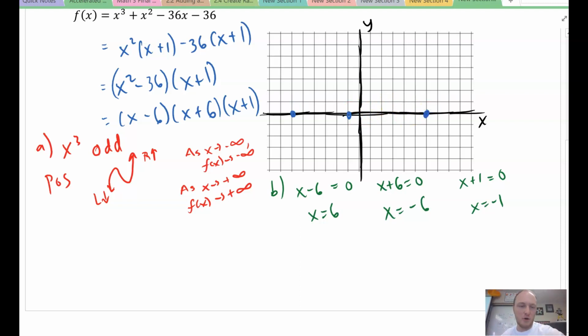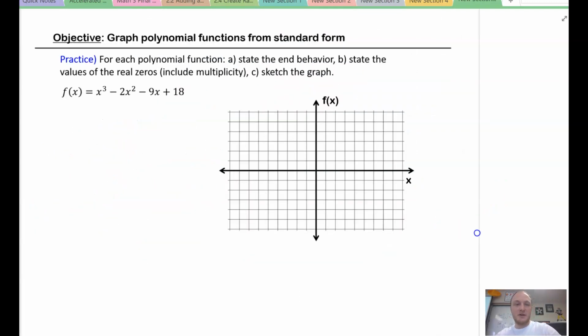Okay. According to our end behavior, left side's going down. And the right side's going up. Ta-da! There it is. That is it. Okay, so I just sketched a function from standard form. Okay, find your end behaviors, find your zeros. That's it.